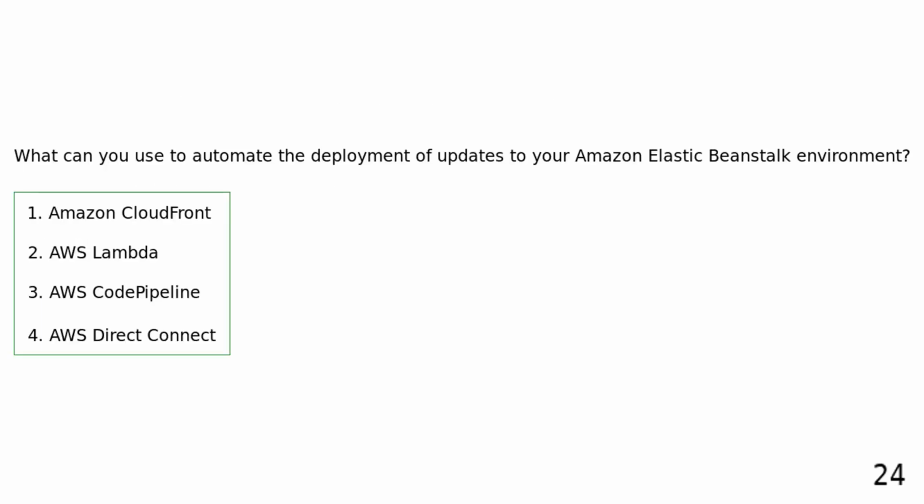What can you use to automate the deployment of updates to your Amazon Elastic Beanstalk environment? Amazon CloudFront. AWS Lambda. AWS CodePipeline. AWS Direct Connect. AWS CodePipeline can automate the deployment of updates to Elastic Beanstalk environments.